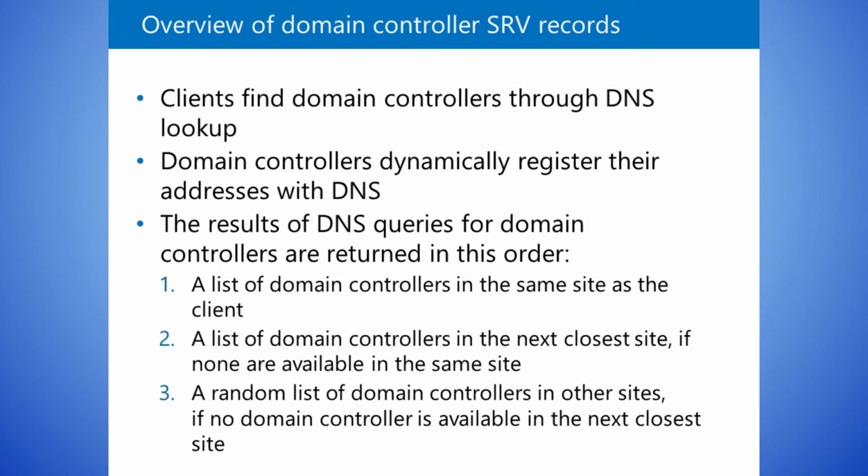Sites and SRV records. A client uses sites when it needs to contact a domain controller. It starts by looking up SRV records in DNS. The response to the DNS query includes a list of the domain controllers in the same site as the client, a list of the domain controllers from the next closest site that does not include an RODC. If no domain controllers were available in the same site and the try next closest site group policy setting is enabled, a random list of available domain controllers in the domain if there is no domain controller in the next closest site.